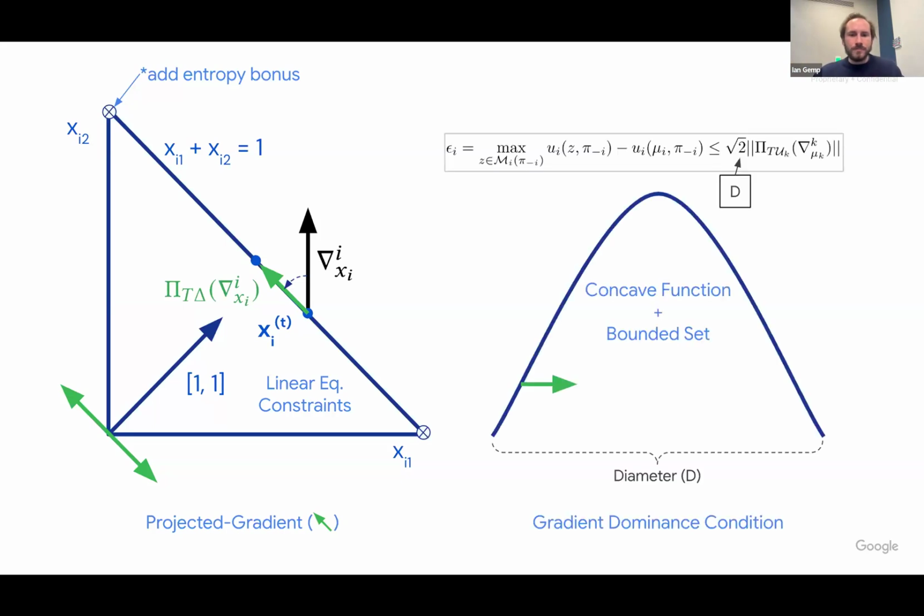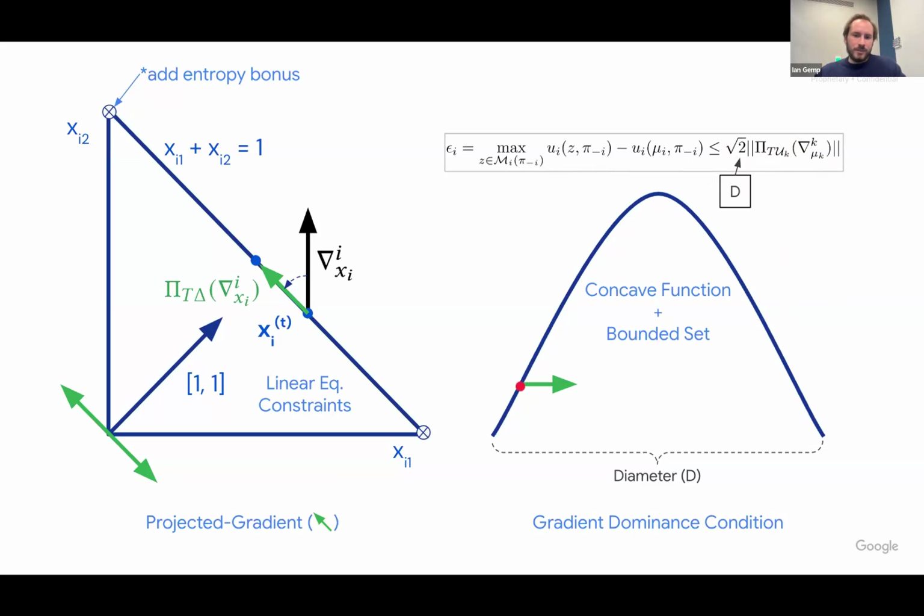Okay, so that's half the idea. The other half is that anytime you have a convex program, or let's say concave program, and there's a bounded set, you can upper bound the suboptimality with the diameter of the set and the norm of your gradient. Using the projected gradient just gives you an even tighter bound.